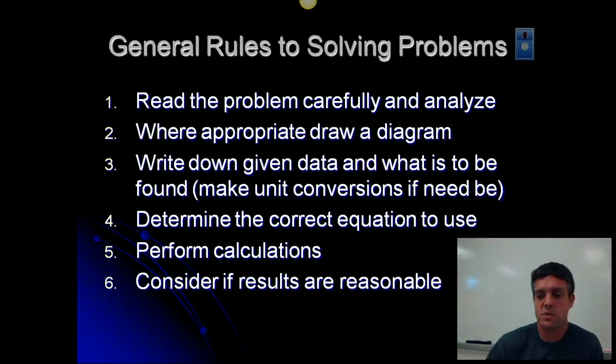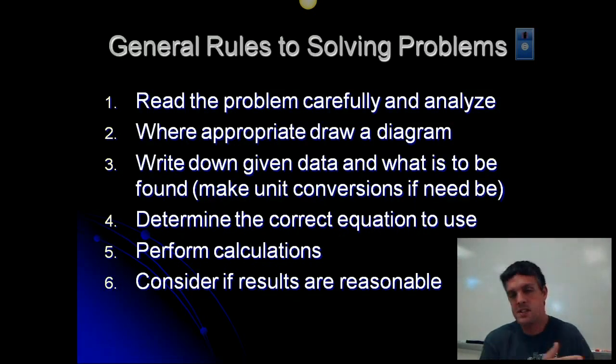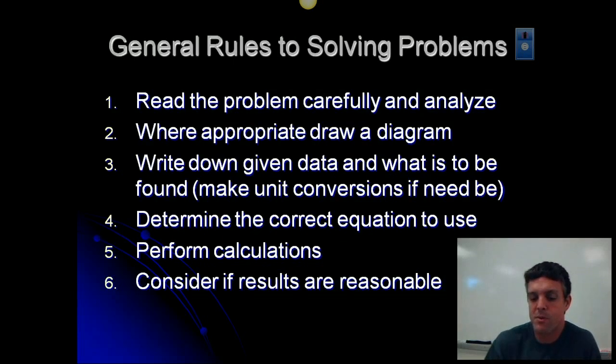So we use these rules just as guidelines for solving problems, and it fits nicely here nice and early because for the next few months, we're going to be solving problems related to the motion of objects, okay? So go ahead and pause it, jot down these rules, and we'll continue.